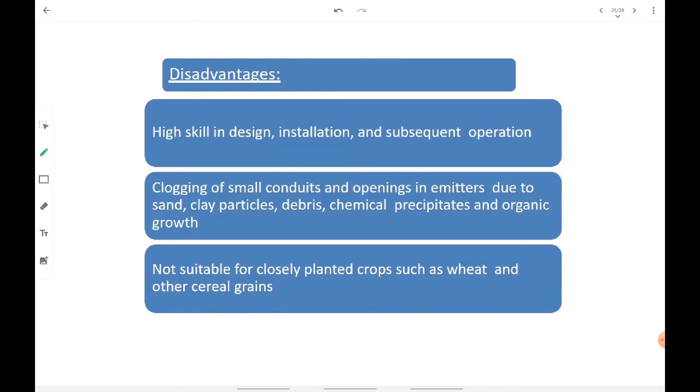Okay, then not suitable for closely planted crops such as wheat and other cereal grains. See, it is not suitable when the crop is meant to be sown in a very close proximity to each other. Okay, in that case, free flooding, check flooding or other method of irrigation are suitable, or even sprinkler method is suitable, but not specifically this drip irrigation.